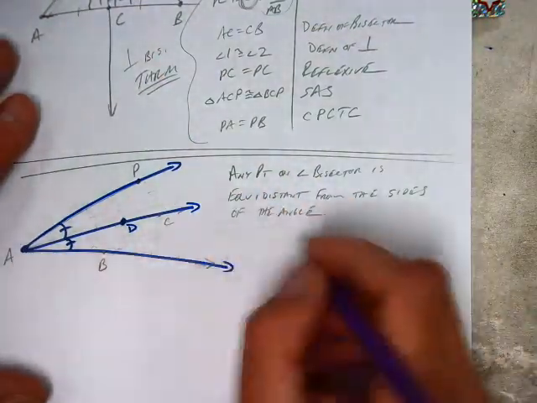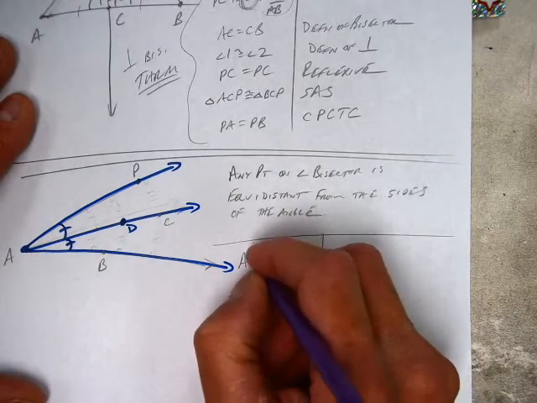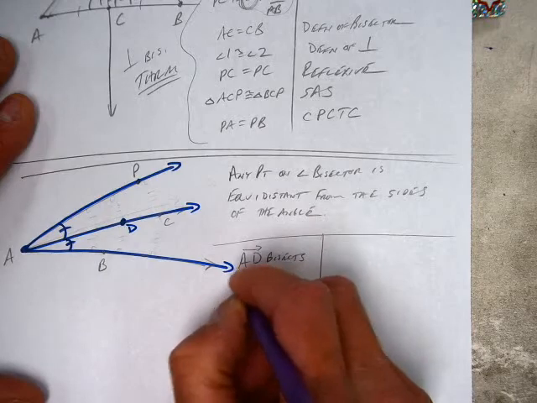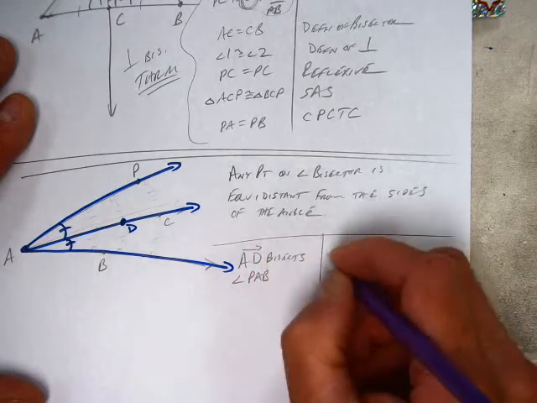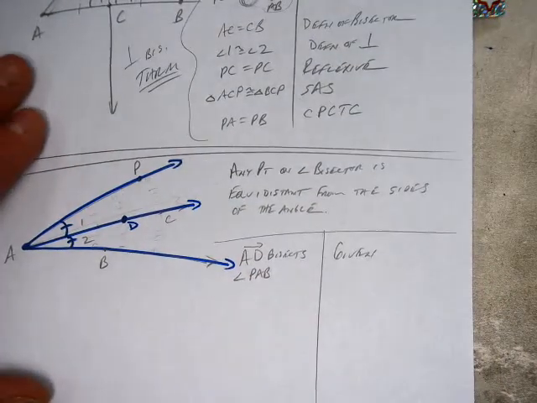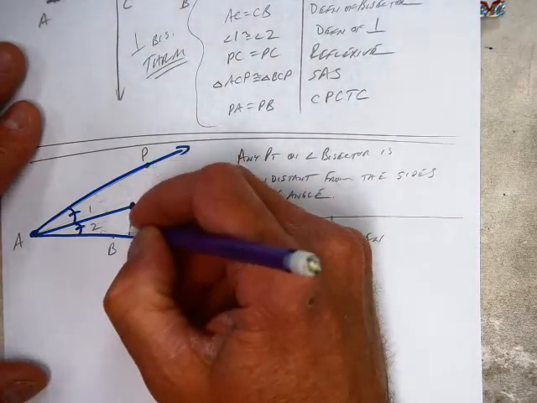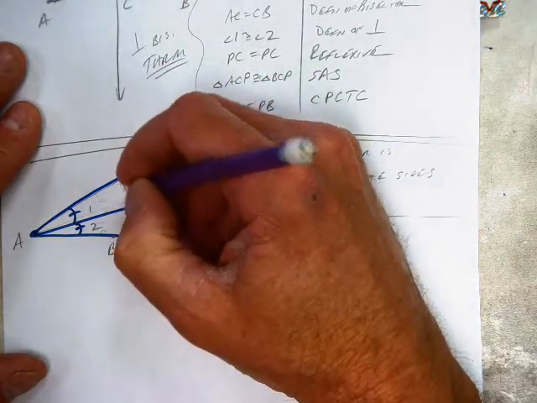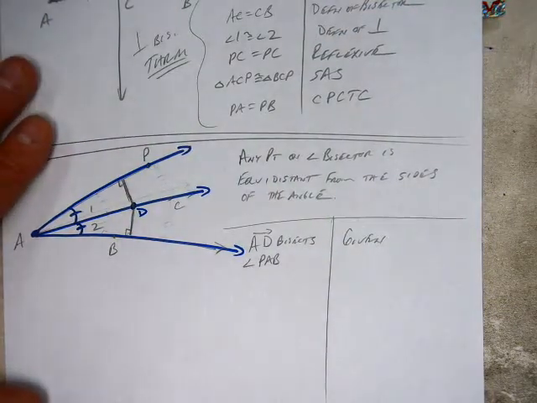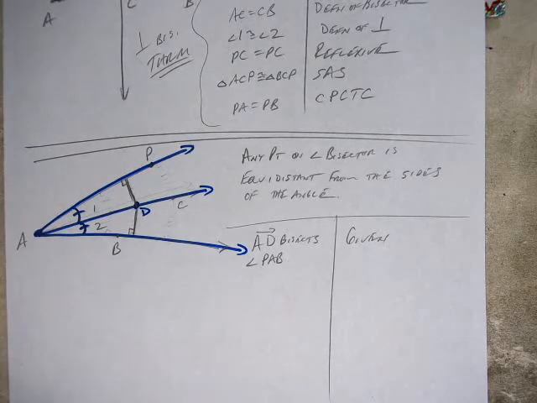Okay. So, given D bisects angle PAB. Given. I'm going to name this angle 1, name that angle 2. So I'm trying to prove that that distance is equal to this distance. Those two distances are the same.